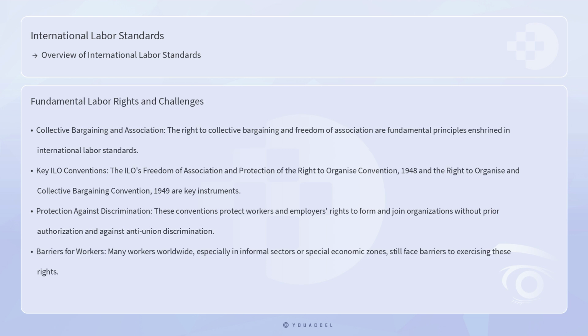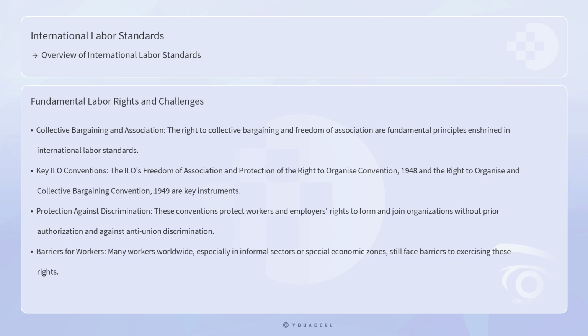The right to collective bargaining and freedom of association are also fundamental principles enshrined in international labor standards. These rights are essential for workers to negotiate fair wages and working conditions collectively.